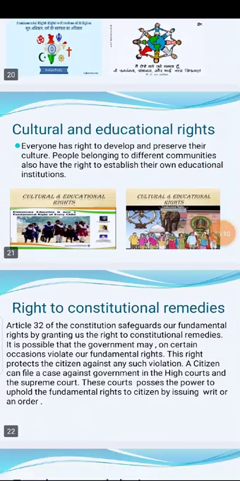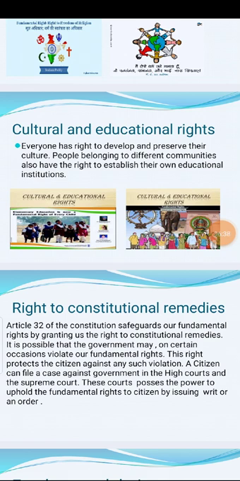Okay, next is the right to constitutional remedies. This is very important, right? Article 32 of the Constitution safeguards our fundamental rights by guaranteeing us the right to constitutional remedies. It is possible that the government may on certain occasions violate our fundamental rights. This right protects the citizen against any such violation.